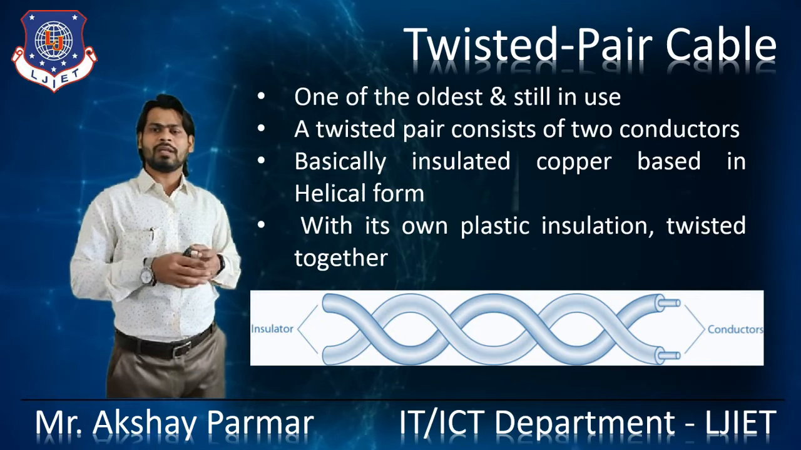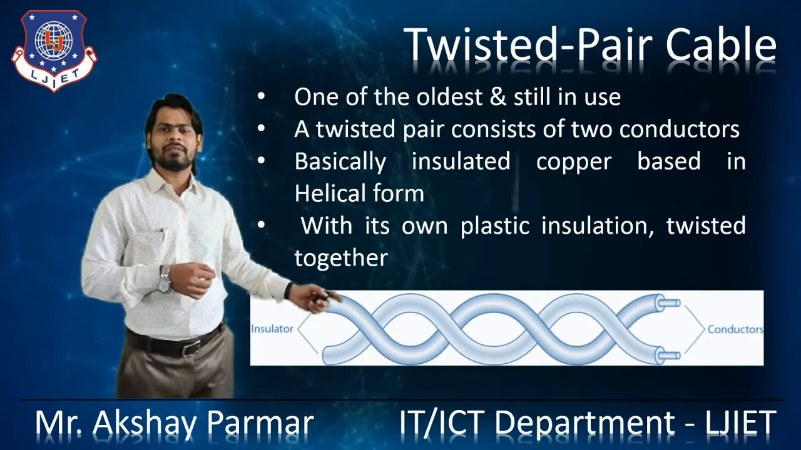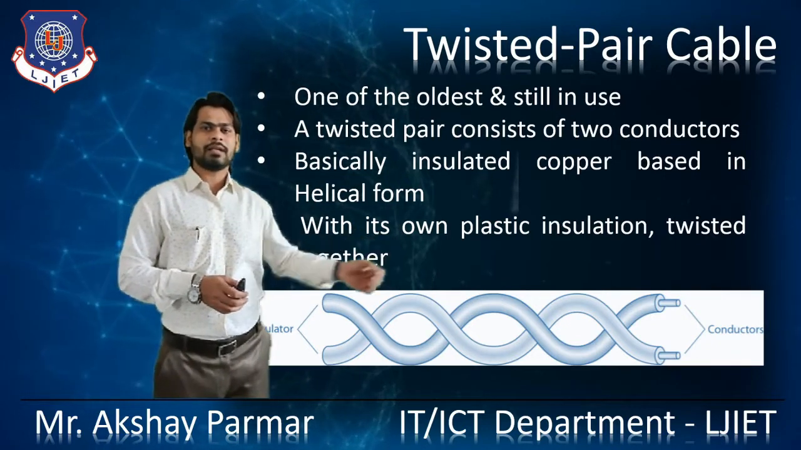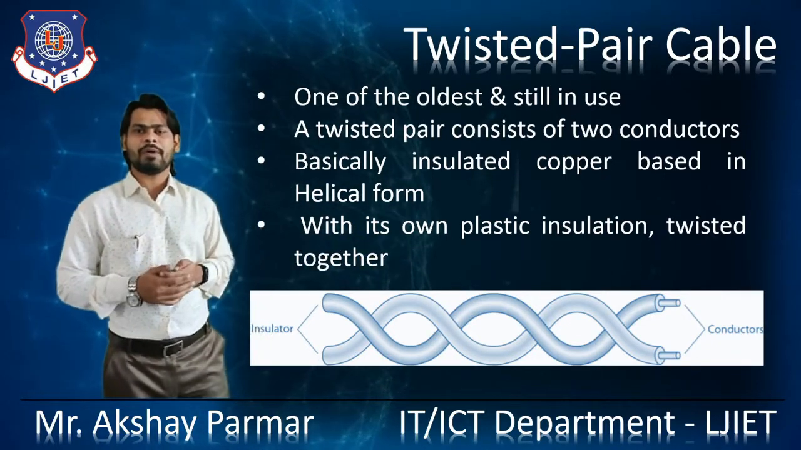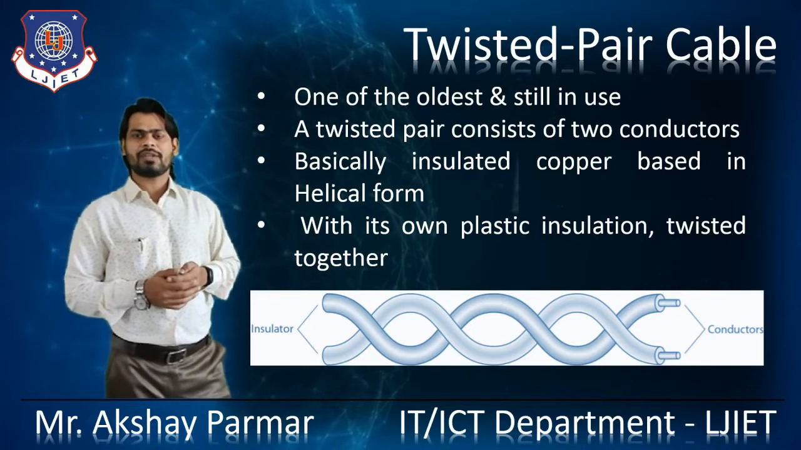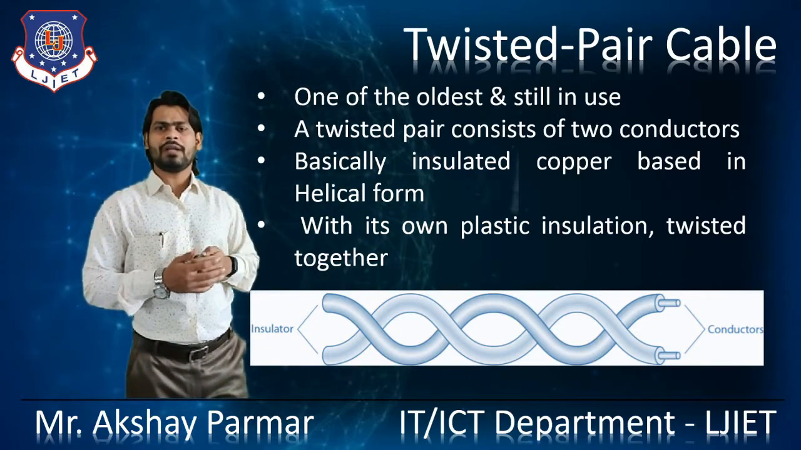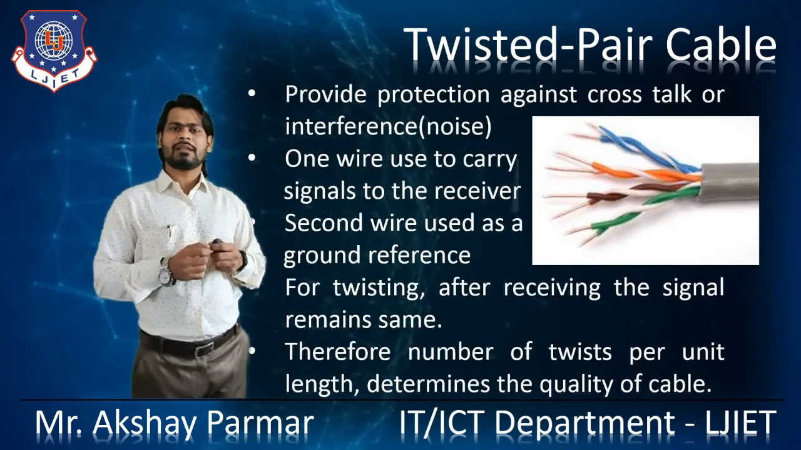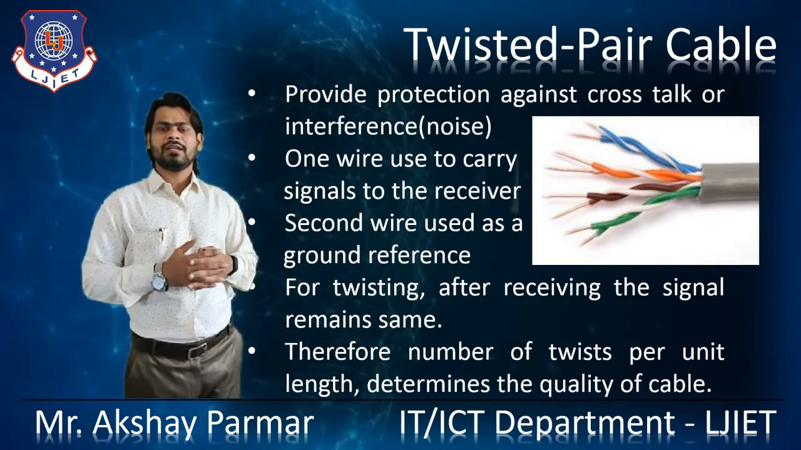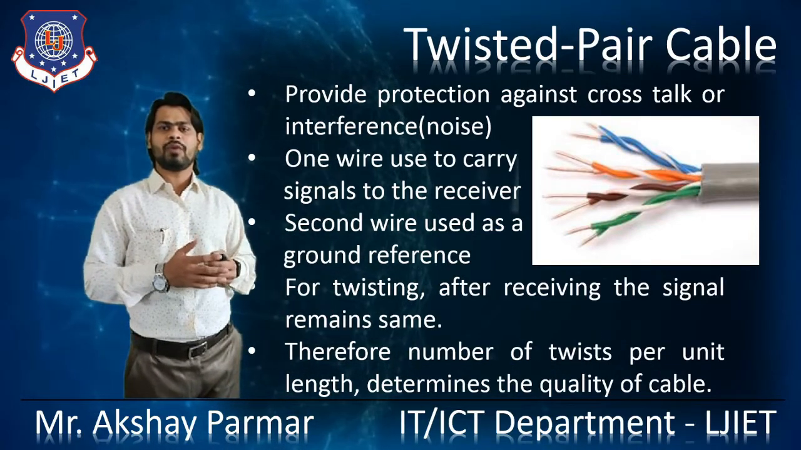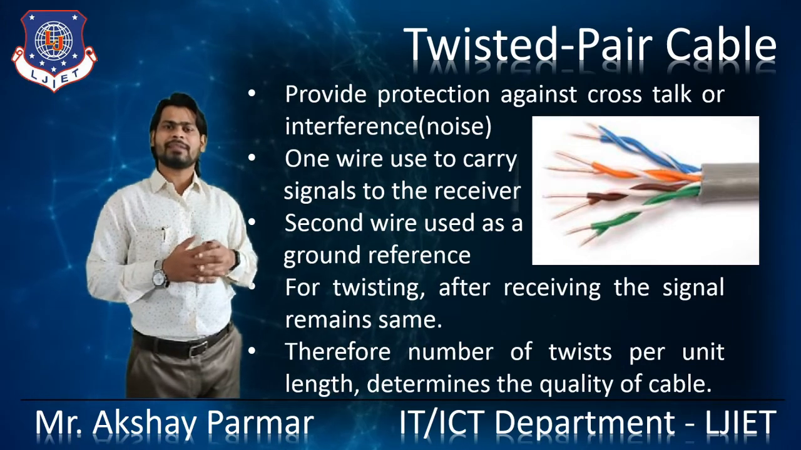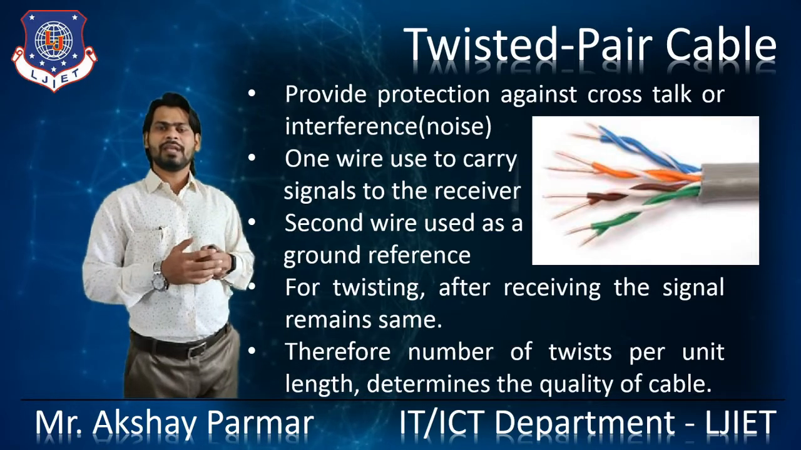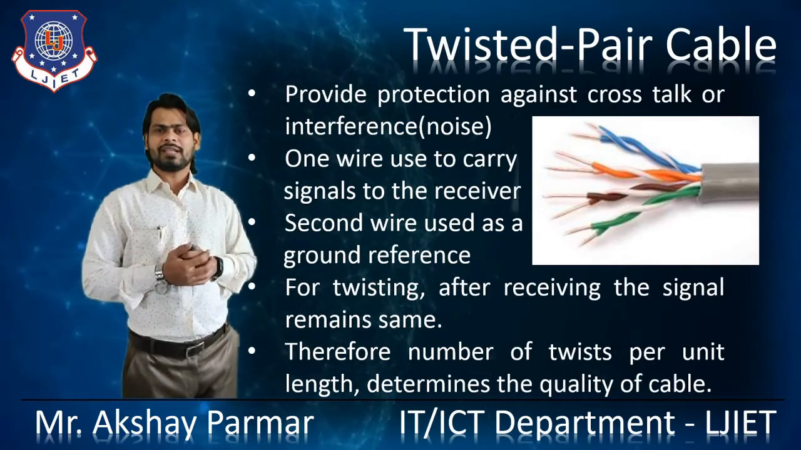They are twisted together, right? So you can observe that this is the insulator, and in that insulator there is the main conductor, which is mainly based on copper, right? So this is the formation of the twisted pair cable. What does it provide? Why are twisted pair cables used? It provides protection against crosstalk or interference, right? So the insulation is used for providing protection against crosstalk or interference, or we can say noise.